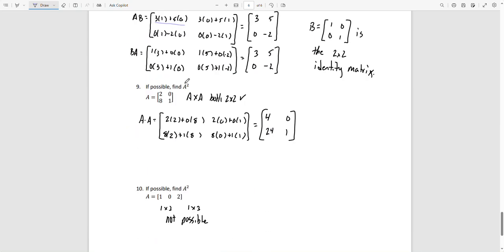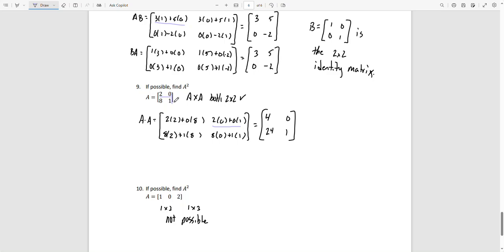All right, number 9. If possible, find A squared. A is 2 by 2, so A squared, A times A, is also 2 by 2. So I'm going to take row 1 and multiply it by column 1 to get row 1, column 1. That's column 2, if I wanted to say it correctly. So row 1, column 2, there we go. 2 times 0, 0 times 1, right? 2, 0. And then fill in the parentheses with 0, 1. That's 2 plus 1. That's 0 plus 0, which is 0. Woo. All right, so we can find A squared.